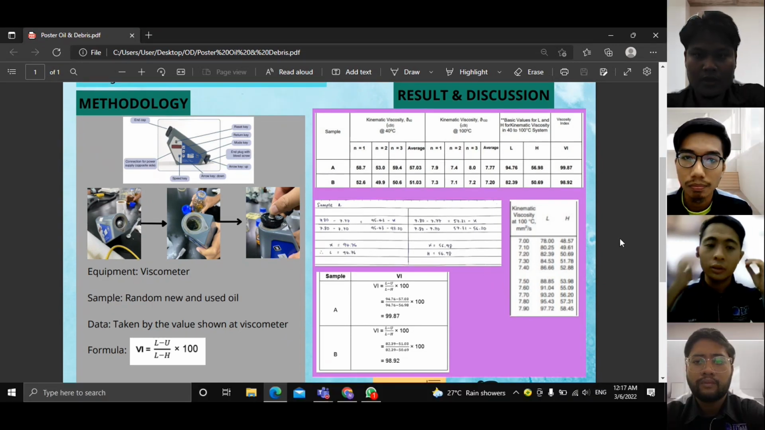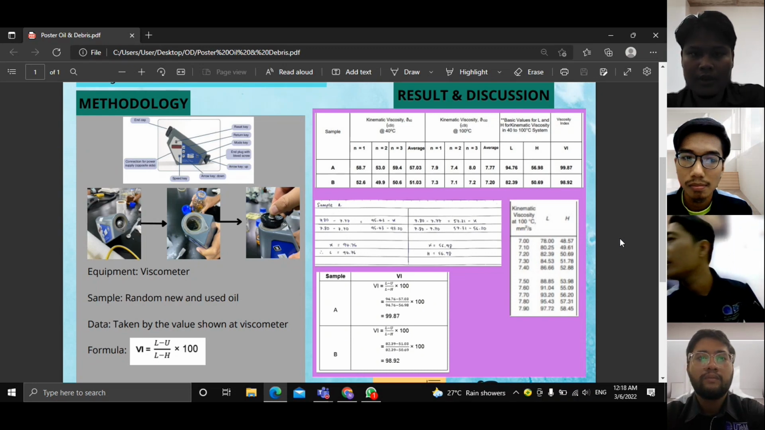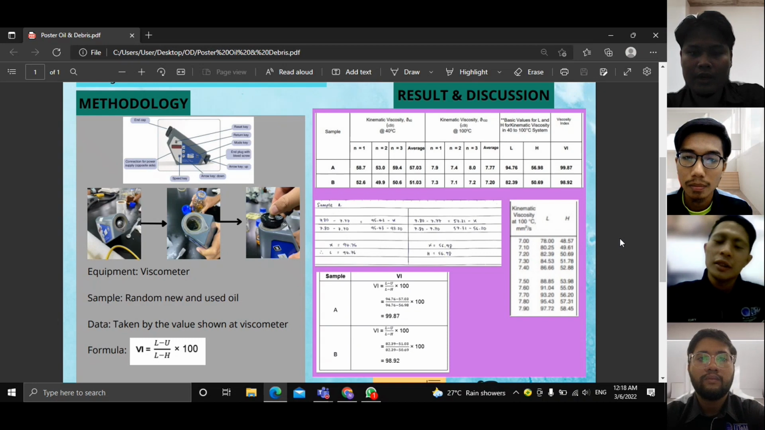So for the result and discussion part, as you can see in the poster, there are a few tables that we need to do. First of all is sample AB. We drew the table for kinematic viscosity at 40 degrees and 100 degrees Celsius. For this experiment, we need to calculate the average to get more accurate data.